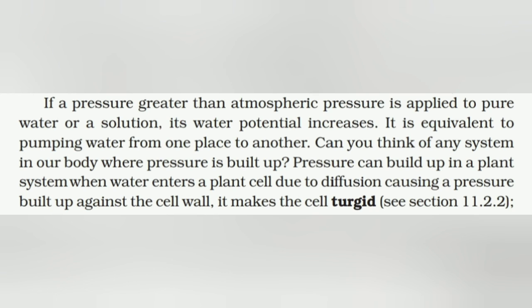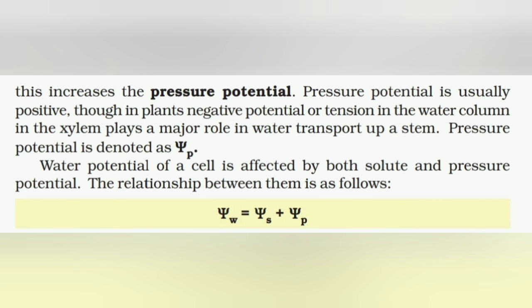If a pressure greater than atmospheric pressure is applied to pure water or a solution, its water potential increases. It is equivalent to pumping water from one place to another. Can you think of any system in our body where pressure is built up? Yes, the circulatory system. Pressure can build up in a plant system when water enters a plant cell due to diffusion, causing a pressure buildup against the cell wall. It makes the cell turgid. This increases the pressure potential.